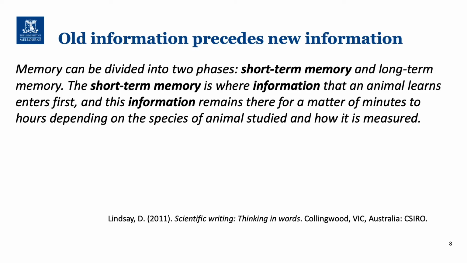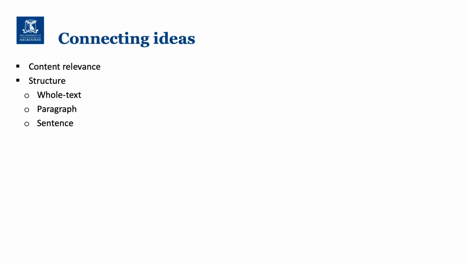If you put new information before old information, the reader will be confused as the flow of ideas will be disrupted. So, we've learned that to connect ideas in writing, we need content relevance and structured information at whole text, paragraph, and sentence levels.